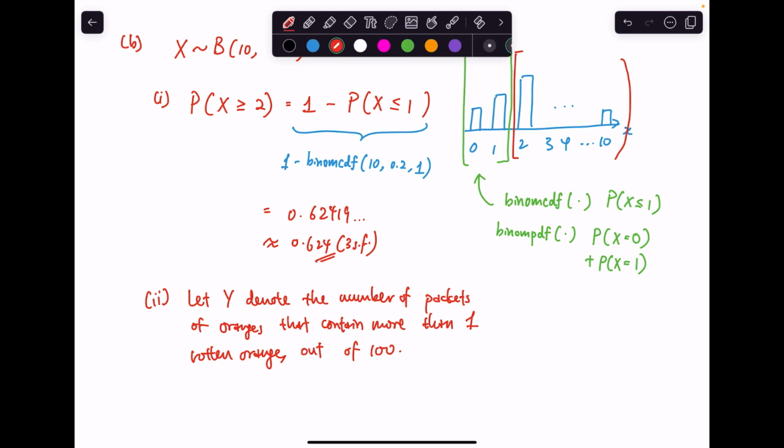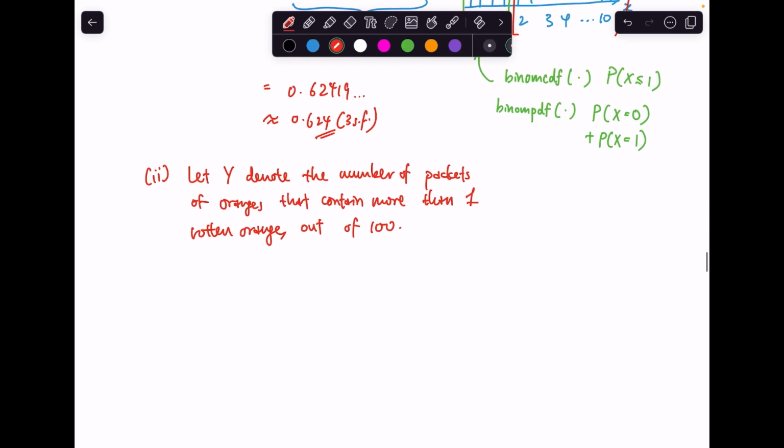Okay, so out of 100. In this case, y is the number of packets that contain more than 1 rotten orange. This is binomially distributed. It has 100 trials. The probability is exactly what we found: the probability that X is more than or equal to 2. This is from part 1.